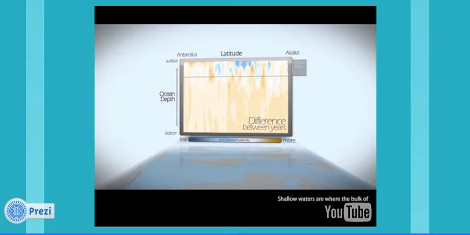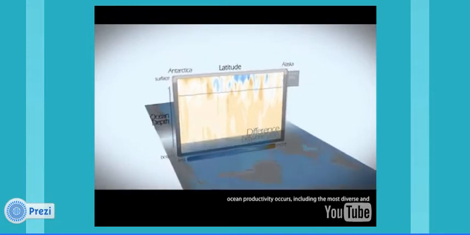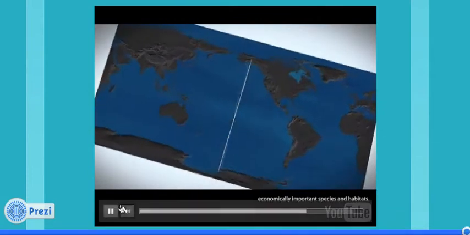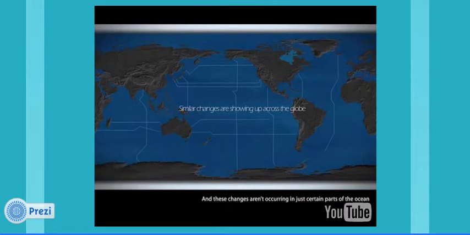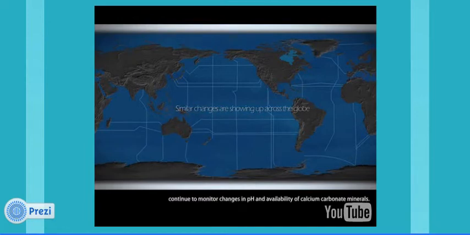Shallow waters are where the bulk of the ocean productivity occurs, including the most diverse and economically important species and habitats. So all this really means is that the acidity is worst where most of the life actually lives. And these changes aren't occurring in just certain parts of the ocean, they're occurring throughout the entire ocean. Today, repeated research cruises and permanent sampling stations continue to monitor changes in pH and availability of calcium carbonate minerals.